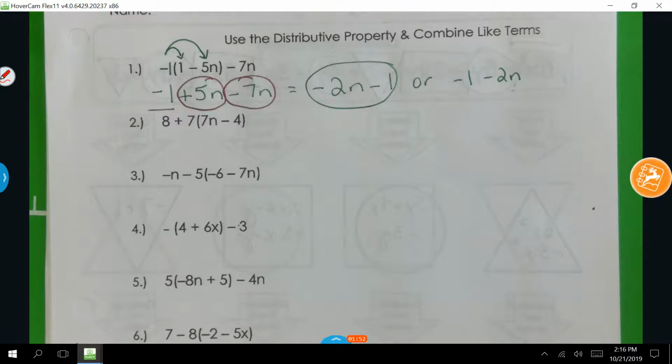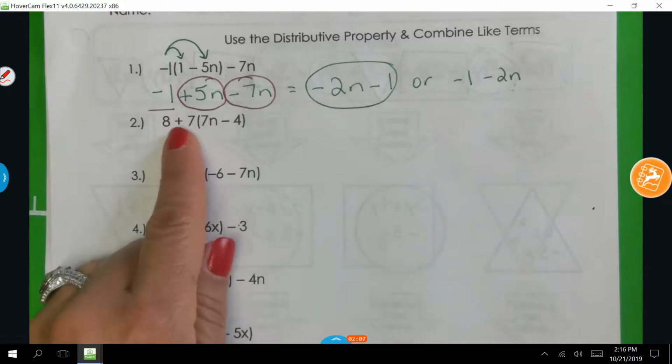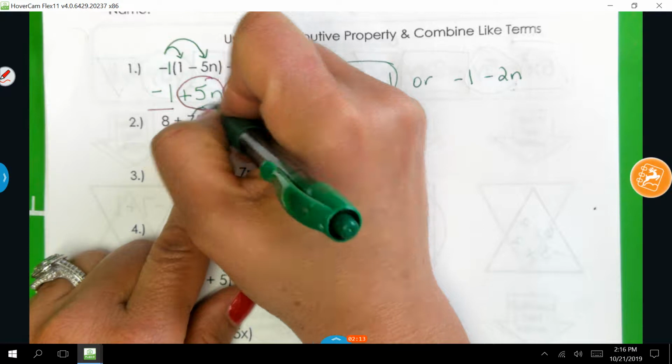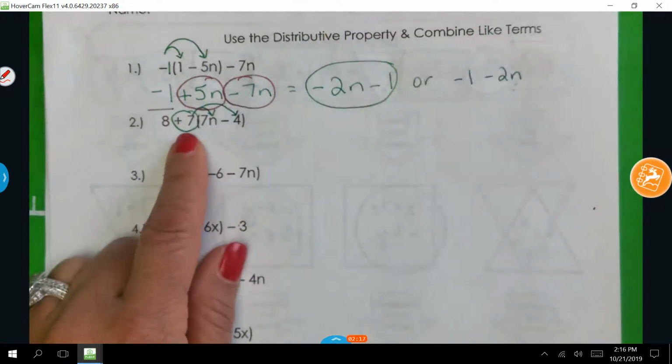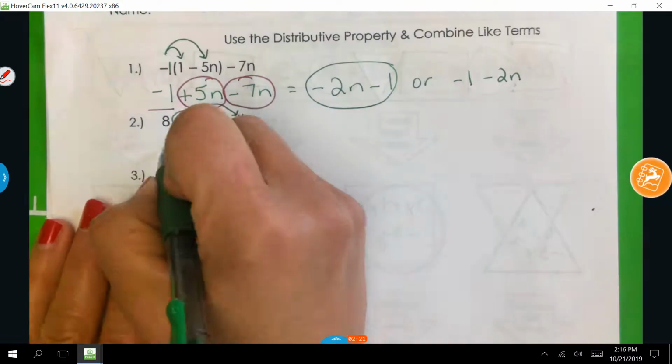Okay? Now, the next one. Remember the order of operations. After parentheses, please excuse, what do? Multiply or divide. That means you cannot add 8 plus 7 yet. You cannot put these together because this 7 next to the parentheses means multiplication. So you have to distribute. Circle what we're distributing. It's a positive 7 we're distributing. You can't do anything with the 8 yet, so we're just going to rewrite 8.